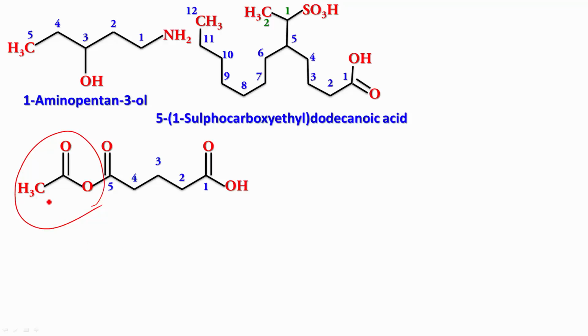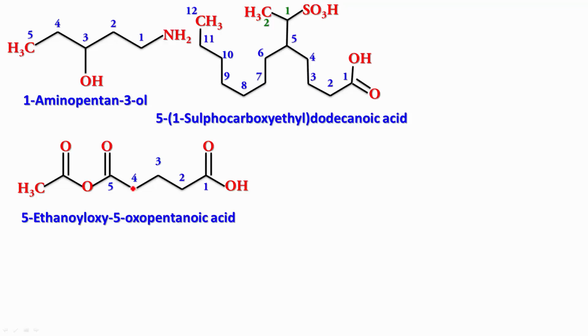And what do we call this as? Remember, alkanoyloxy. Alkanoyloxy. So, which alkanoyl is it? There are 2 carbons here. Ethanoyloxy. So, it's 5-ethanoyloxy, and 5-oxo pentanoic acid. 5-ethanoyloxy 5-oxo pentanoic acid. Let's try one more.